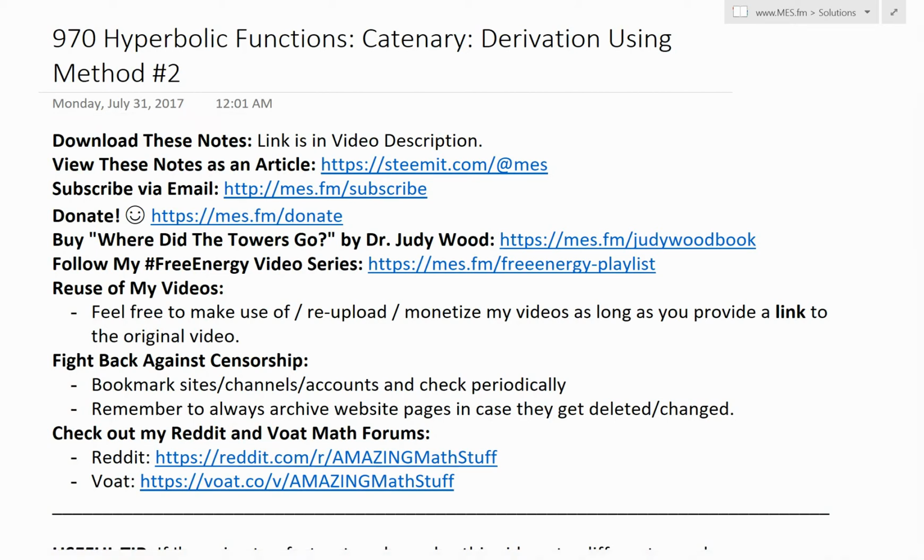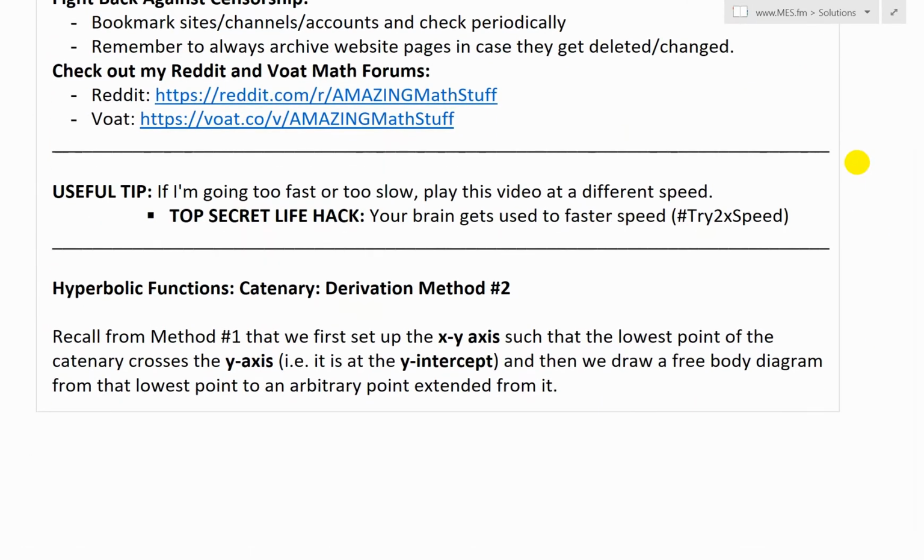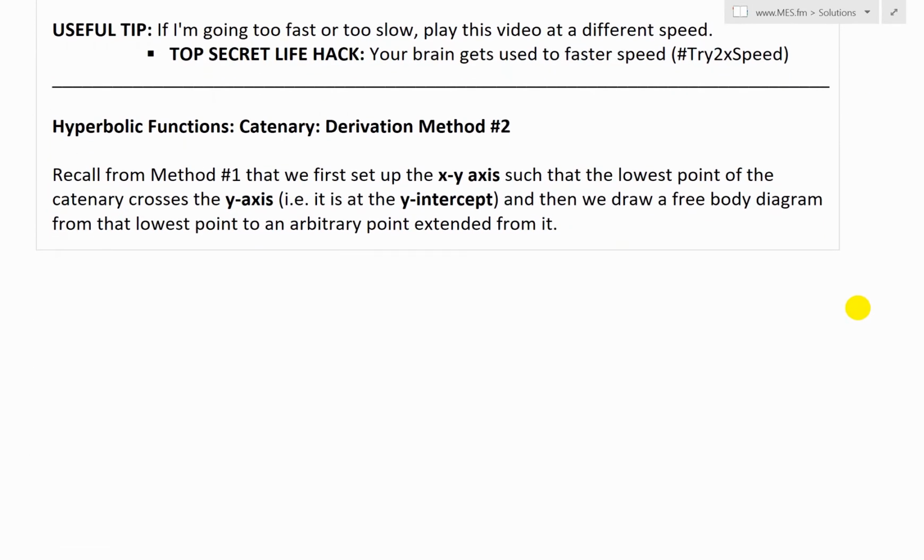Hi, it's time for another math easy solution. To discuss further into hyperbolic functions and look at the catenary again, and basically derive that same formula that I did in my earlier video, but now using an alternative method. I'll call that method number 2, which is pretty interesting. So let's just follow along this one.